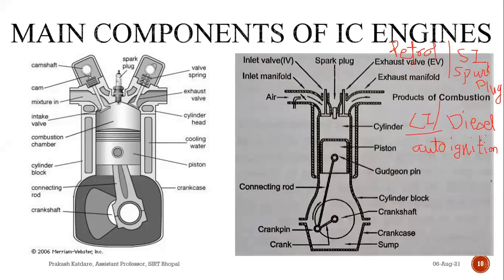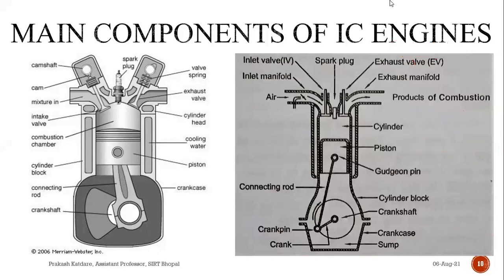So today we will be seeing the main components of the IC engine. What are the main components which need to perform very efficiently so that a desired power output can be obtained? So the first major component is our cylinder block. Cylinder block is the first major component.